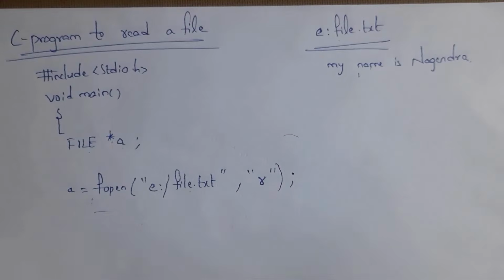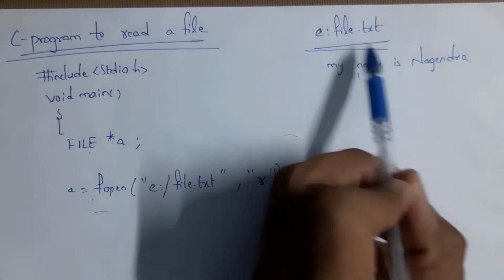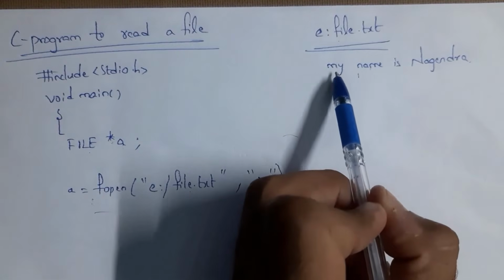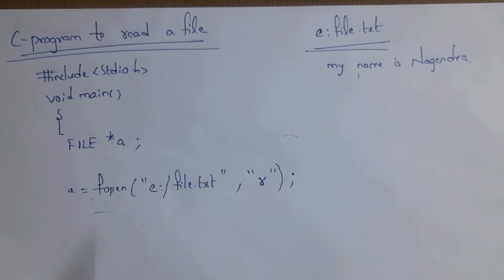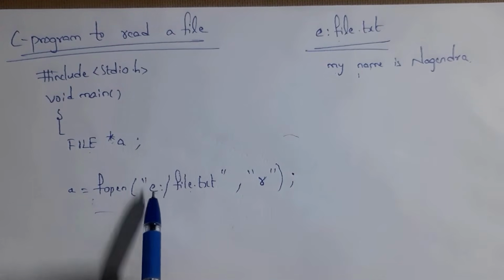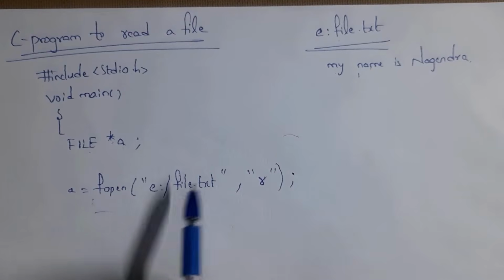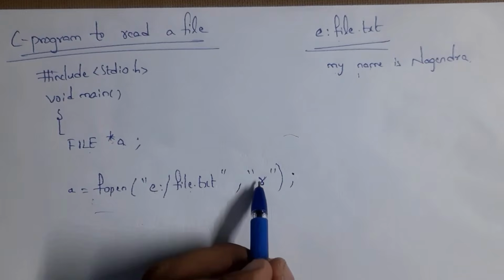So now I want to open an existing file. This file name is file.txt and this file contains the information my name is Nagendra. Now I want to open this file. For that purpose I give an address, that is E, local disk E, and the file name is file.txt. I want to read this file, so for that purpose I need to use read mode.